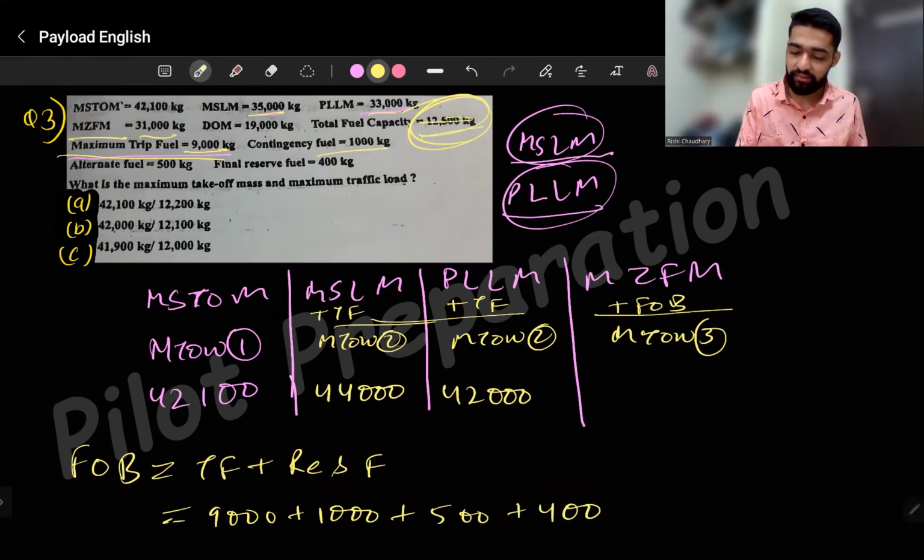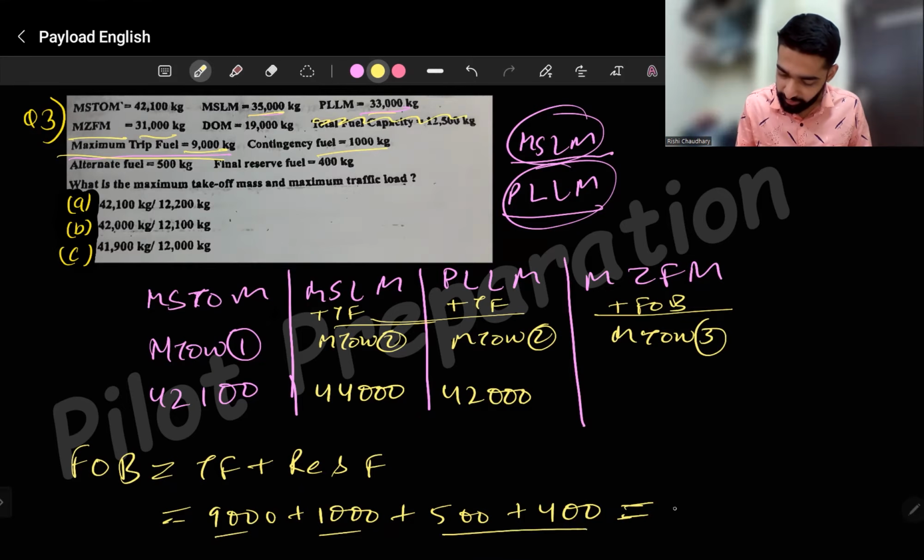We don't need to worry about this total fuel capacity. This is a distracting number. This is given to fool you guys. So total fuel capacity is never used because that type of fuel is never used in the fuel tanks. What is used is trip fuel and reserve fuel. That is never equal to the total fuel capacity. That is the highest amount of fuel one can carry, isn't it? So we have this total value as 9,000 plus 1,000 plus this. So this will be 10,900 kg, isn't it? So I need to add 10,900 kg to my MZFM.